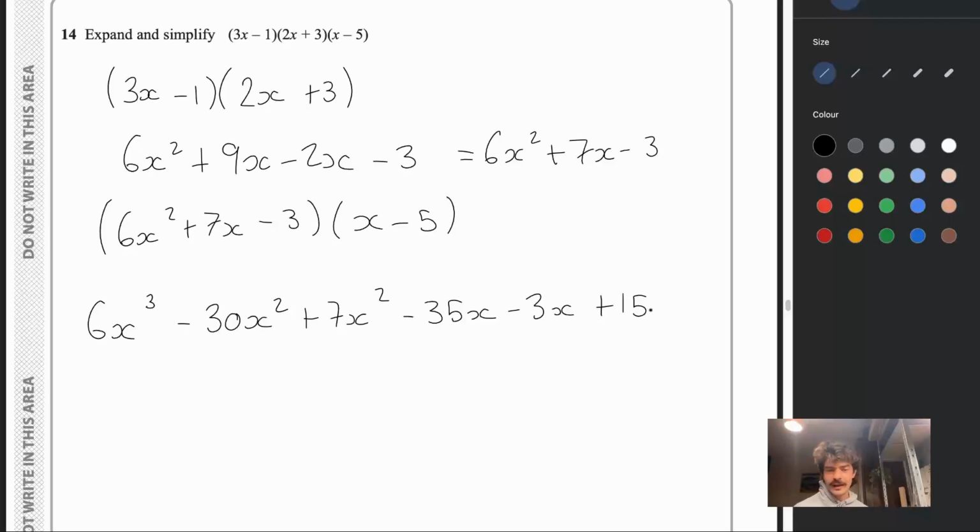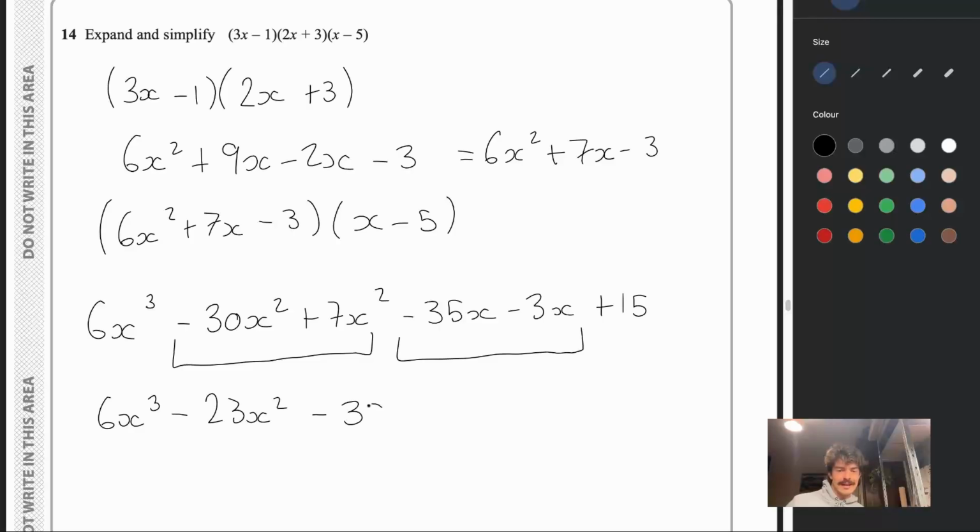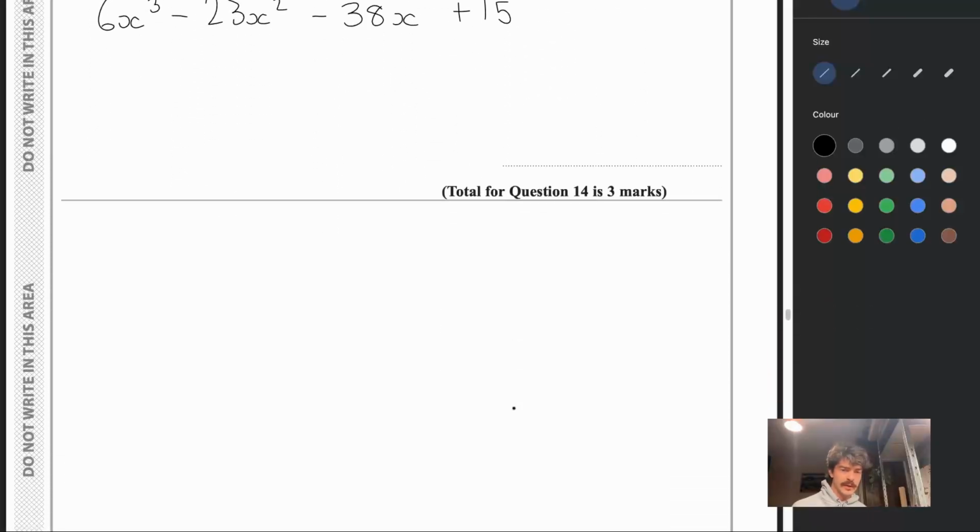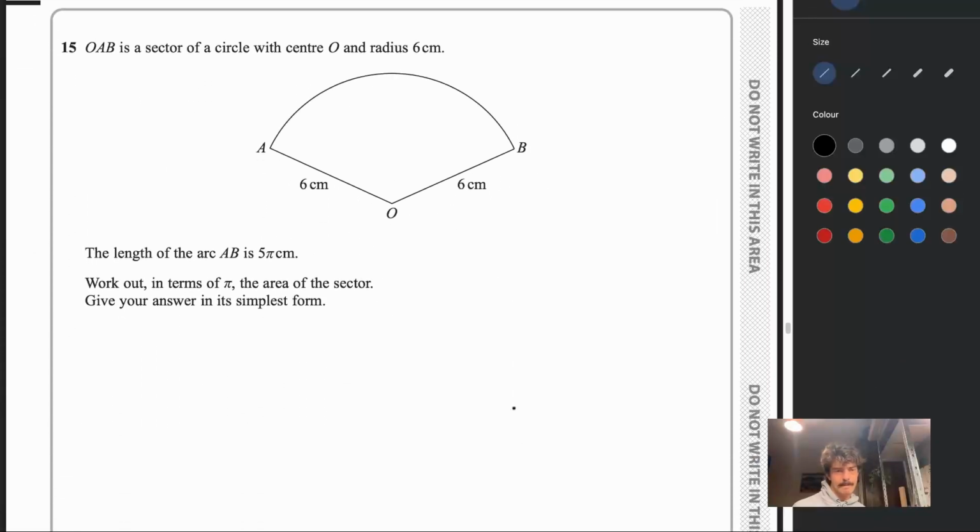Tidying all of this up, and the perk of doing it in this technique means that you just end up with these little bits of simplification in the middle, and you're left with 6x cubed minus 23x squared minus 38x plus 15. Cool. And yes, I would leave it at that for 3 marks. Cool.